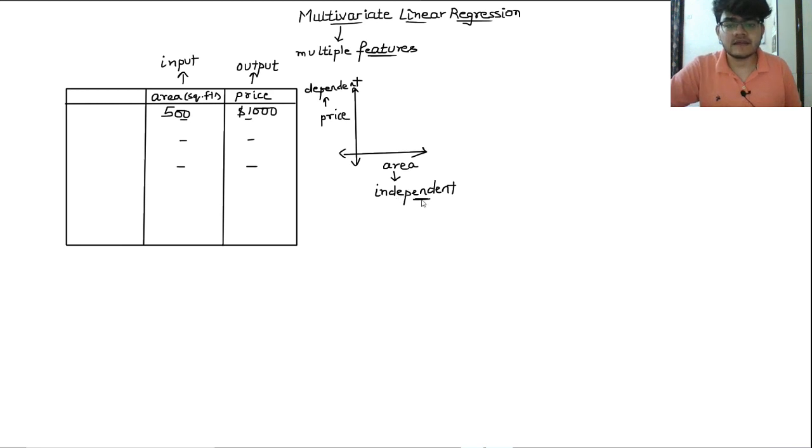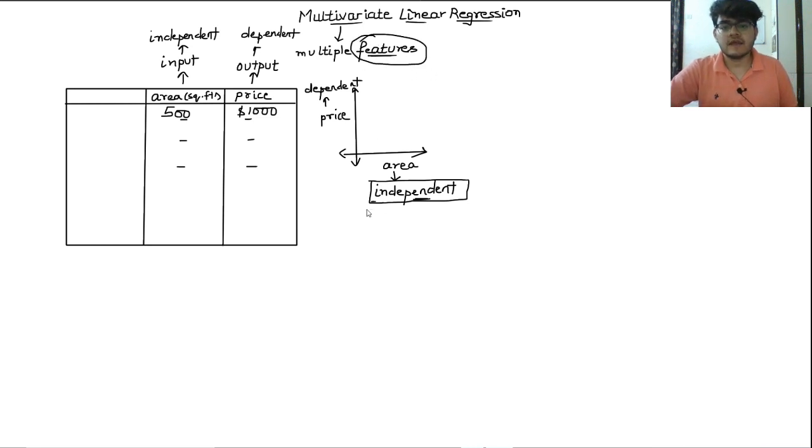So area is known as an independent variable. We have another name for area, we can call it an independent variable. So output is a dependent variable. Now all the independent variables in our data set are known as features. They are known as features because they are actually featuring the outputs of our data set.